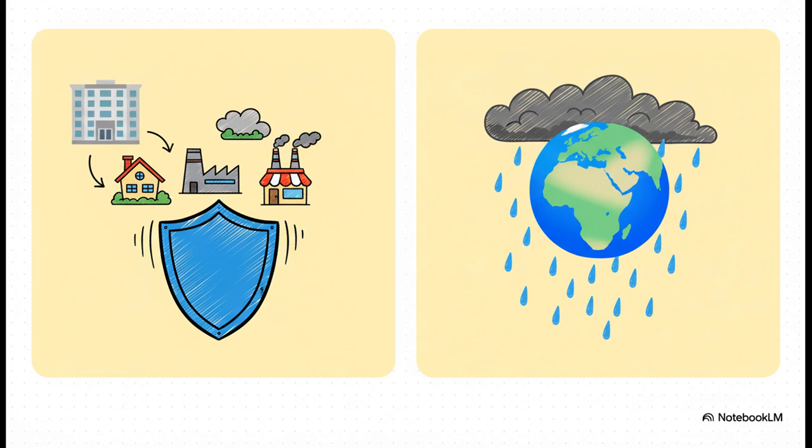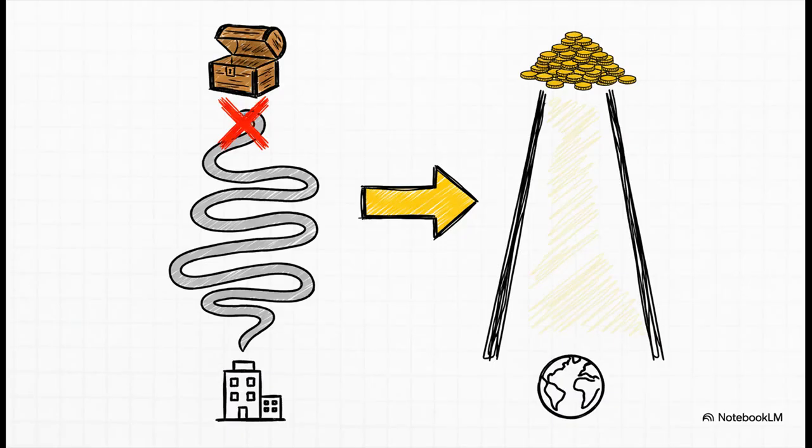But then there's the other bucket, systematic risk. This is the big stuff that hits the entire market. Think recessions, global pandemics, interest rate changes, and this is the risk you just can't escape no matter how much you diversify. And this is the absolute game changer.